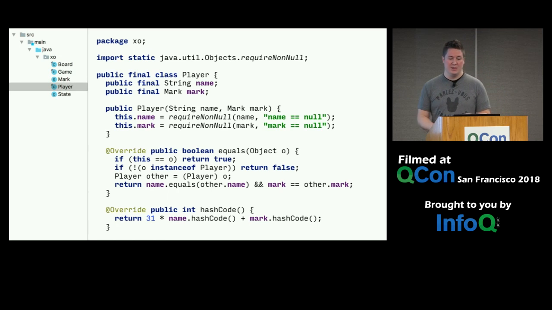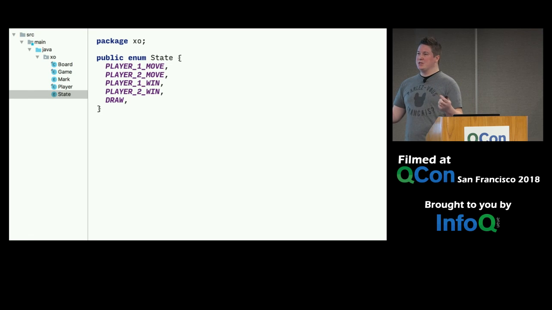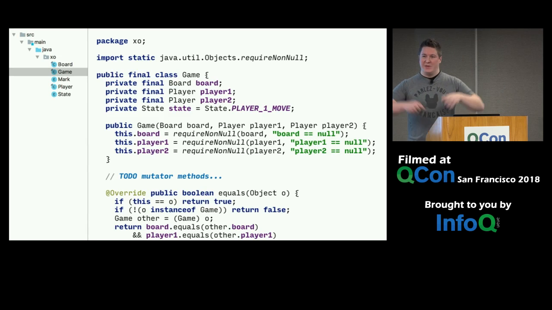You don't need to really pay attention to what's going on here. A state machine, these are the states of the state machine. It's either one of the 2 players moves, one of the 2 players has won, or it was a draw, nobody won. And then you have the game, which encapsulates all this, has the state machine, the 2 players, and the board.